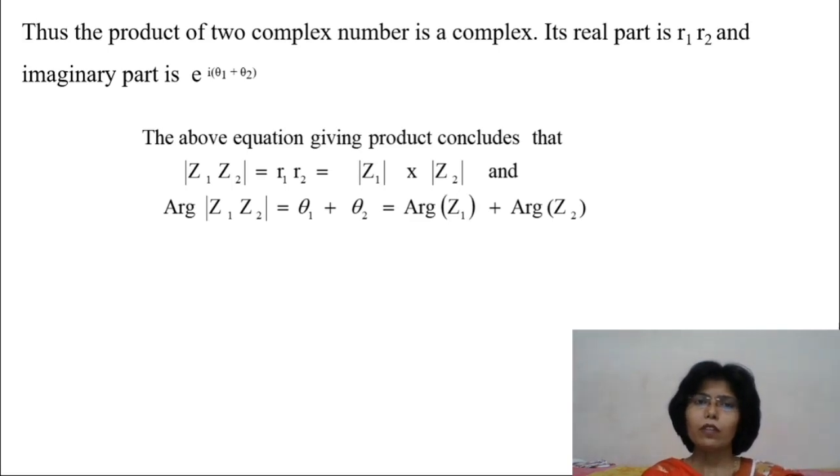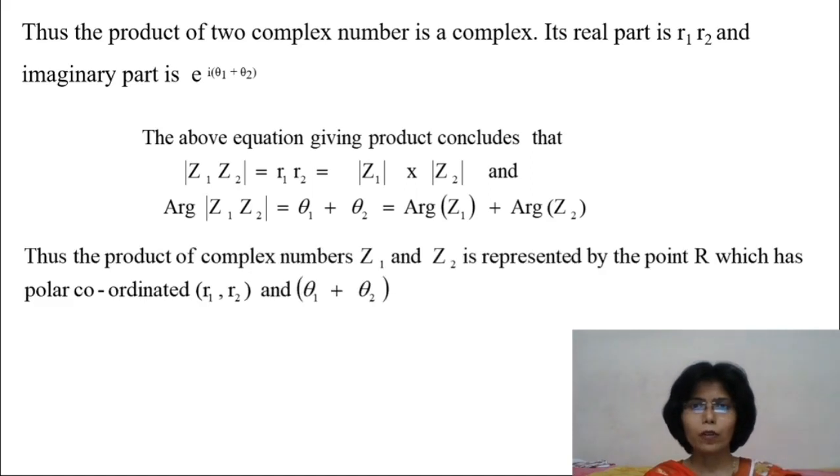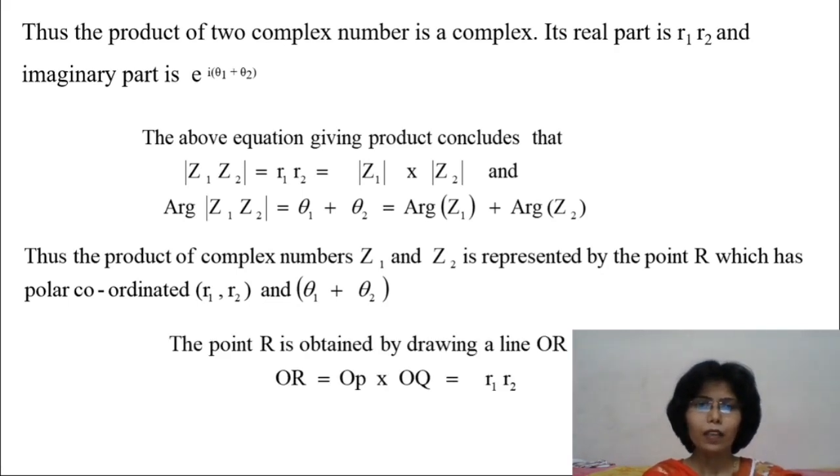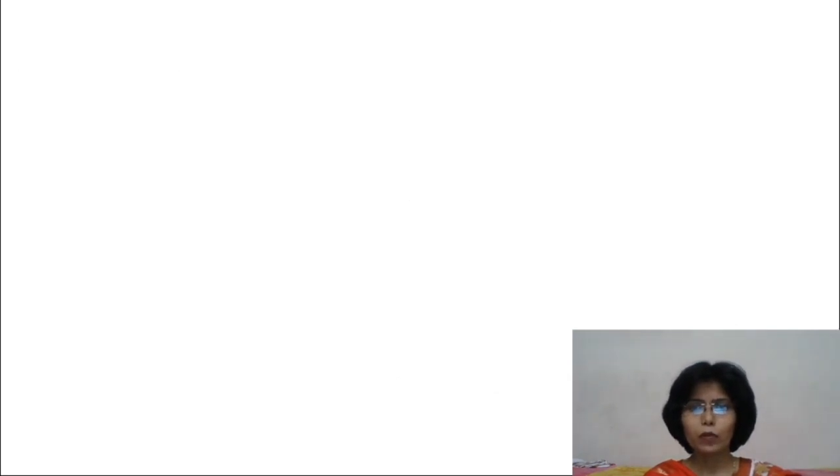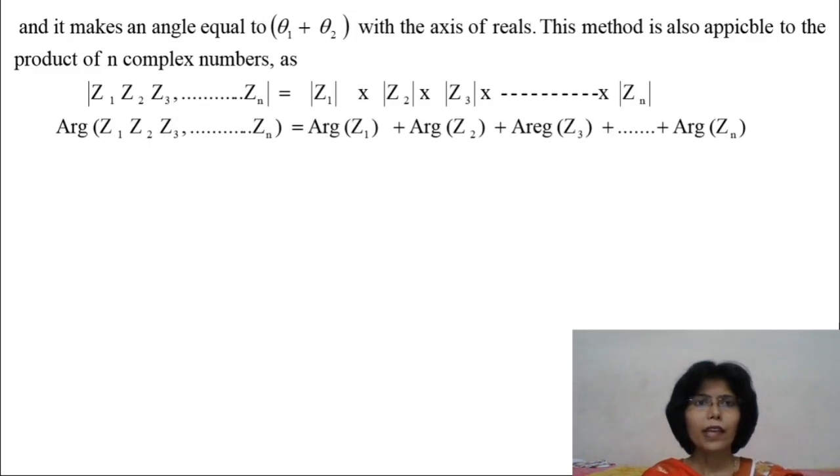The above equation, giving the product, concludes that mod of Z1 Z2 is equal to R1 R2, which is equal to mod of Z1 into mod of Z2, and argument of Z1 Z2 is equal to theta 1 plus theta 2, which is equal to argument of Z1 plus argument of Z2. Thus, the product of complex numbers Z1 and Z2 is represented by the point R, which has the polar coordinates R1 R2 and theta 1 plus theta 2. The point R is obtained by drawing the line OR such that OR is equal to OP into OQ, which is equal to R1 R2, and it makes an angle equal to theta 1 plus theta 2 with the real axis.